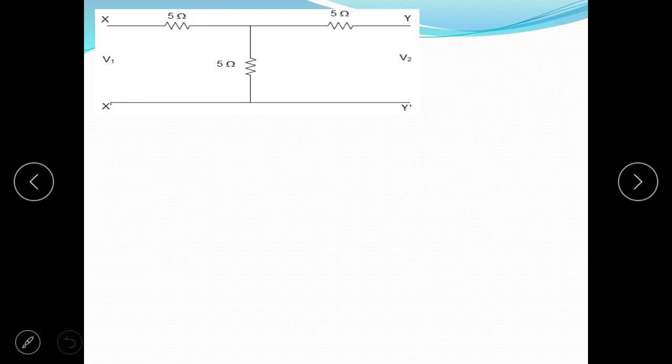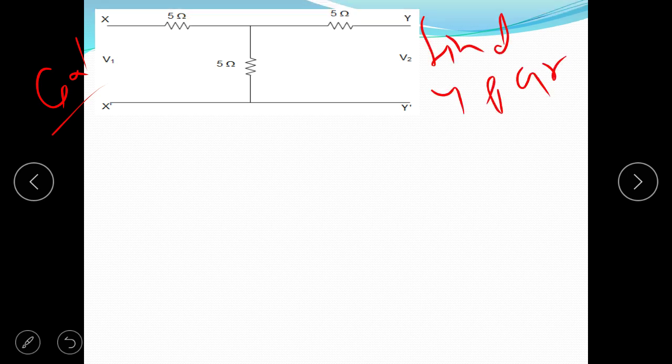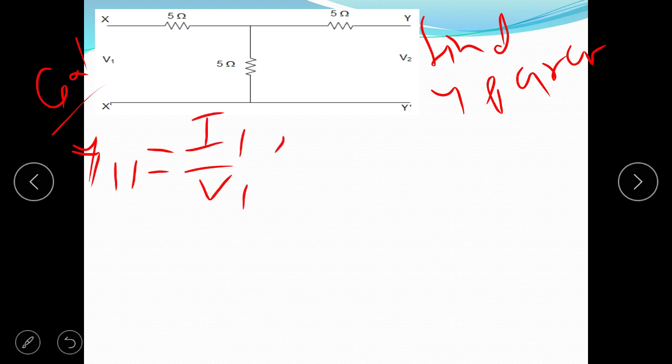Now we take an example. In this example, question number 1: for the given network, find the Y parameters and also find the Z parameters in terms of the Y parameters. So first we find the Y parameters. The first parameter is Y11. The value of Y11 is equal to I1 upon V1 when V2 is equal to 0.